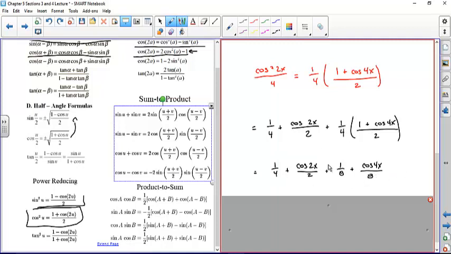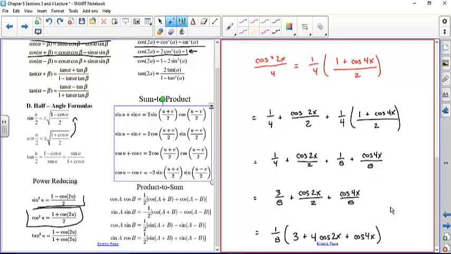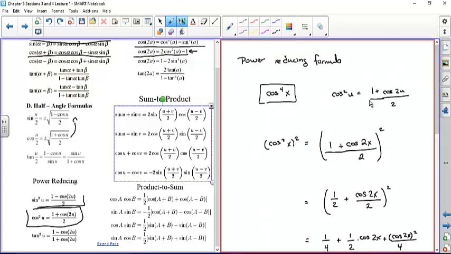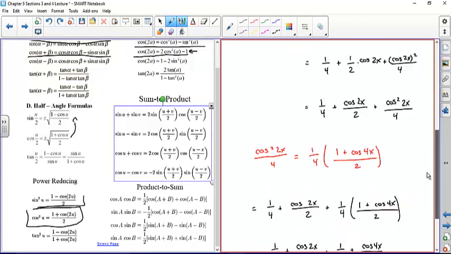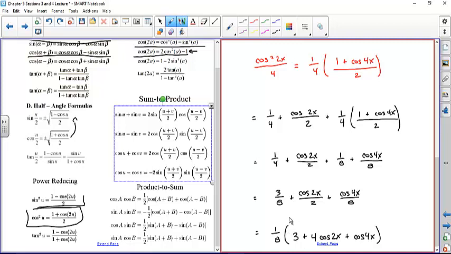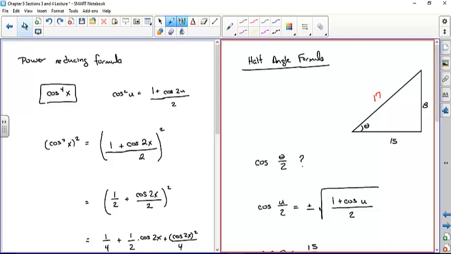And now I can combine these two constant terms. So I get 3/8. And if you wanted to factor out an eighth, you'd get 1/8 times 3 plus 4 cosine 2x plus cosine 4x. So you can see the original expression, cosine to the fourth of x, can be reduced to a single function. It's got more parts to it, but there's nothing squared anymore. And this is something you would use in calculus as well. So that's good. Okay, next one is the half angle formula.